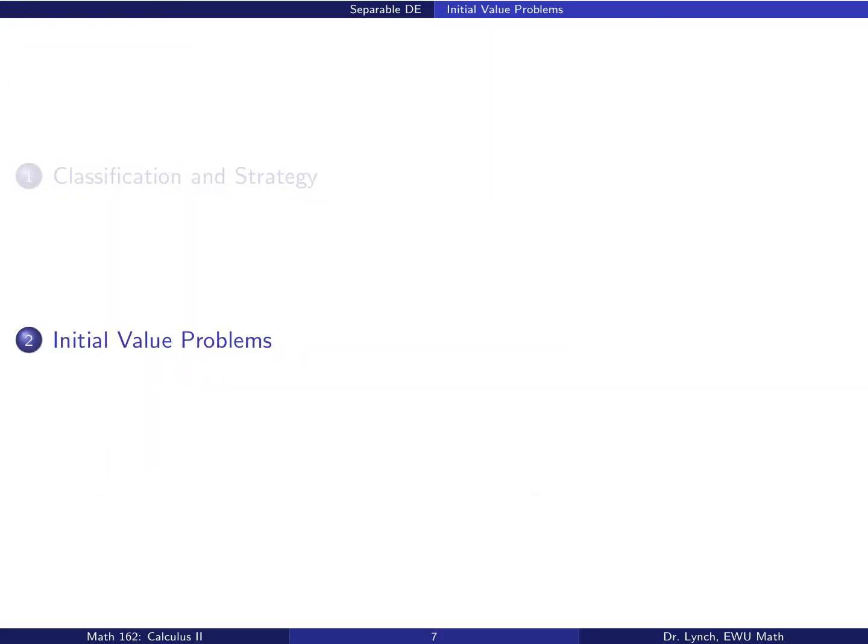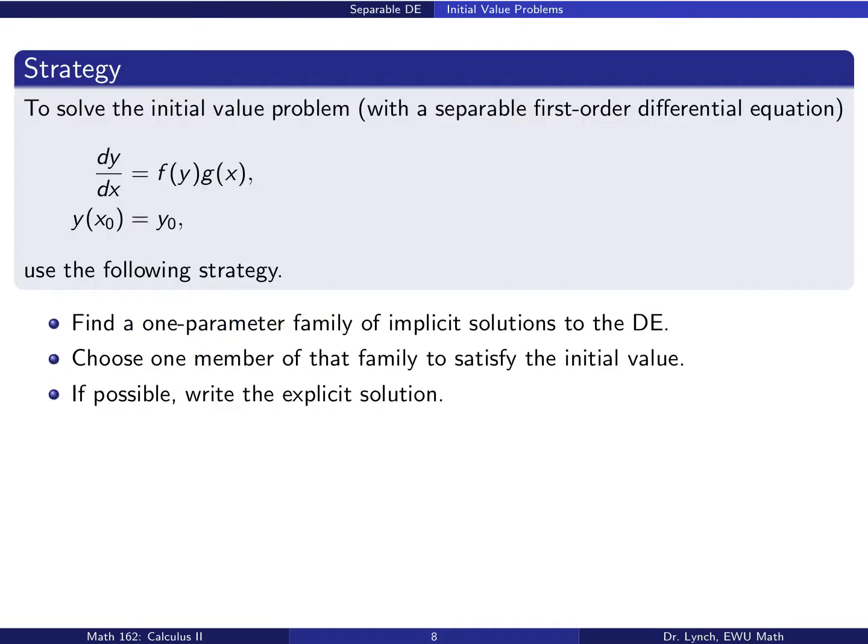Okay, let's talk about initial value problems. We saw previously that an initial value problem is a differential equation together with an initial condition. So in practice, to solve an initial value problem with a separable first order equation, we first find that one parameter family of implicit solutions like we talked about before. Then we'll choose one member of that family to satisfy the initial value if we can. And if possible, we'll solve for the explicit solution.